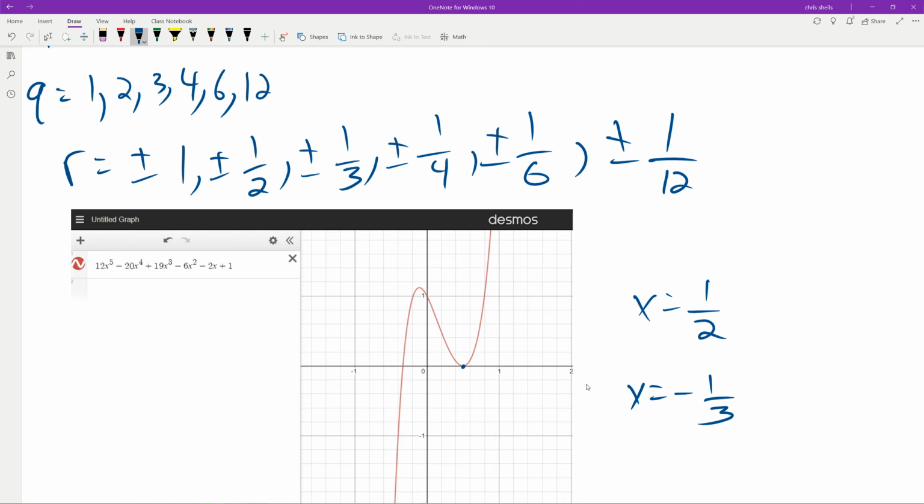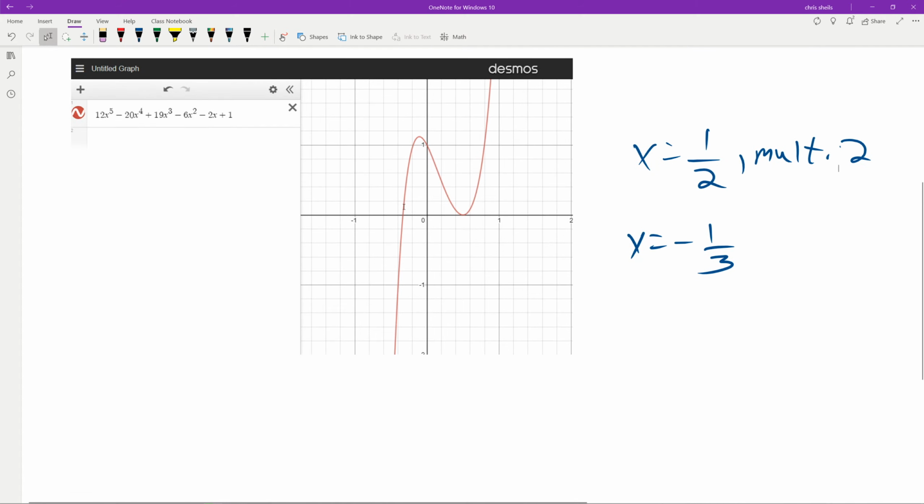Also, notice that this x equals 1/2, if this is a root, right, then it probably has multiplicity 2, as the graph touches the x-axis and bounces off. So we're going to test to see if I have a root of x equals 1/2 with a multiplicity of 2. And we're going to test to see if I have a root of x equals negative 1/3.